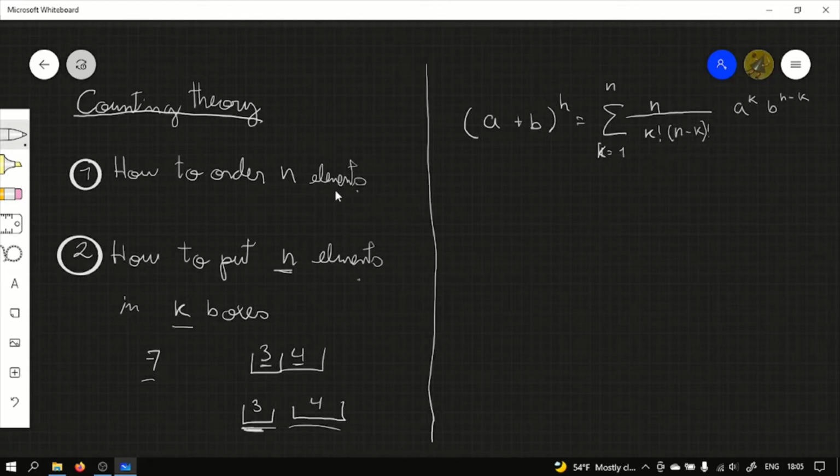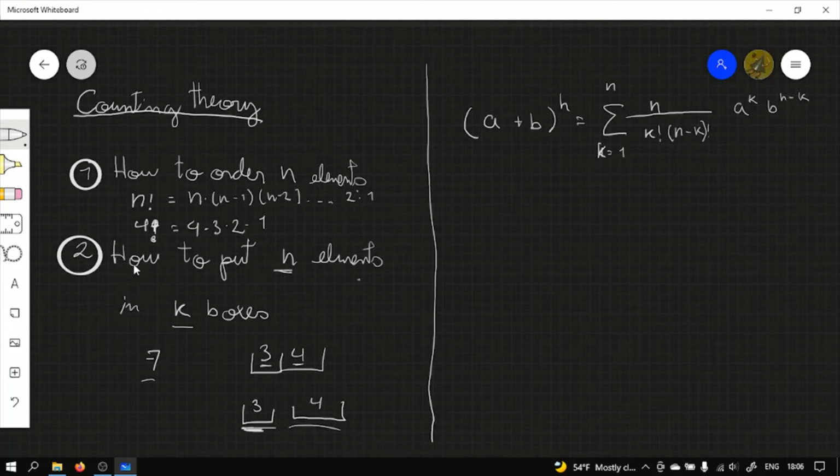Well, it turns out that the ways to order n elements is n exclamation mark, or n factorial. And this is n times n minus 1 times n minus 2, and so on until we get to 2 times 1. So for example, the ways to order 4 elements will be equal to 4 factorial, which is equal to 4 times 3 times 2 times 1.